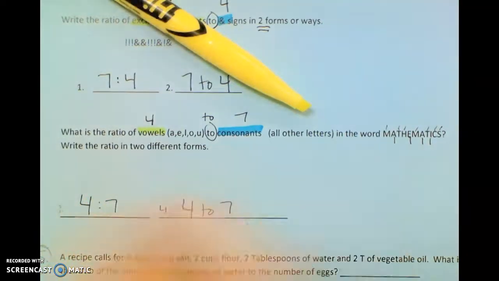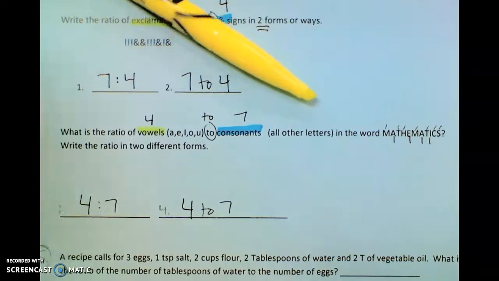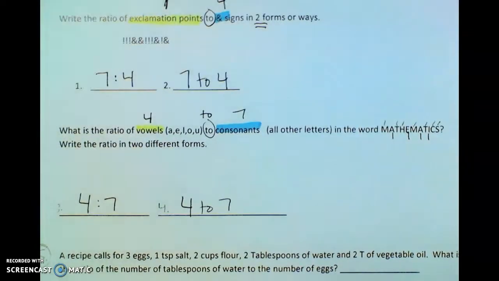4 to 7. I didn't even check that before I wrote that question, and I didn't realize it came out exactly the same as the one before. Except it's not exactly the same because 7 to 4 is very different than 4 to 7. It all is in the order of the words.